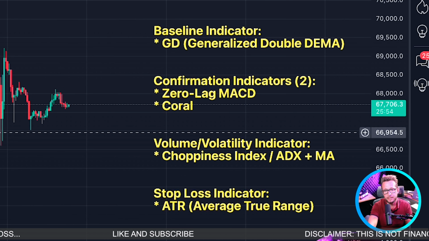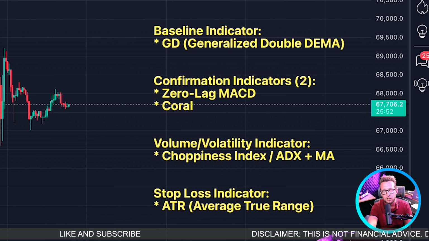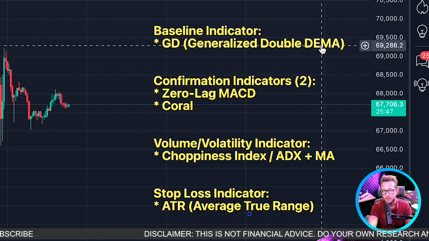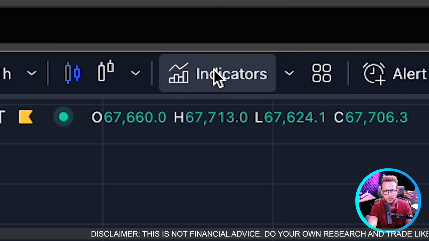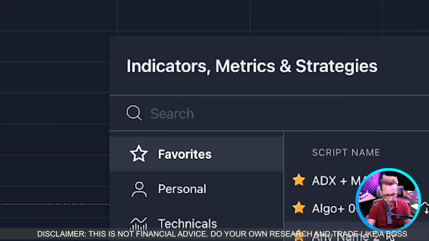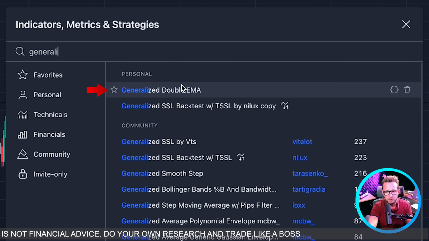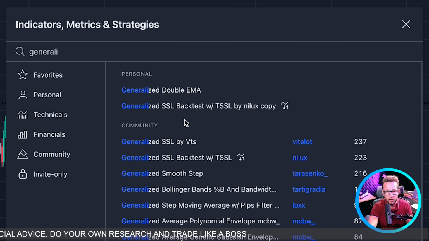First of all, let's add the indicators to the chart. The first indicator we're going to be adding is the generalized double EMA, or the DEMA. Okay, let's go up to indicators and add the indicators. So the generalized double EMA is this one here. My one was coded and was inspired by the one by Locks himself.